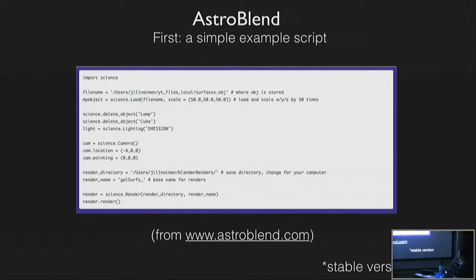So here is a simple Python AstroBlend script that you could run in Blender. So first you just import the library. I call it science because I can, and I think it's funny. Then you can load your object. In this case, these are some OBJ surfaces that I pre-generated with YT. Then you set up the lighting, so I'm deleting the cube and the lamp that was there before. I'm saying that I want the lighting in my image to be from the surface itself. Position the camera, say I'm going to render my image to this directory, and then render.